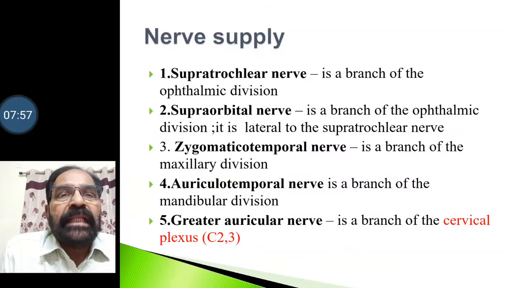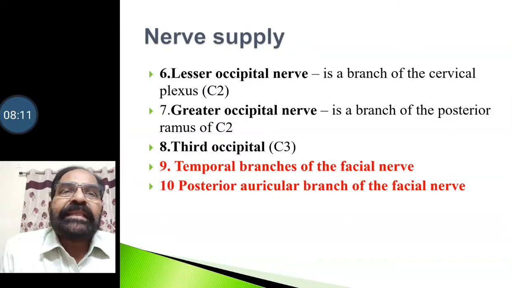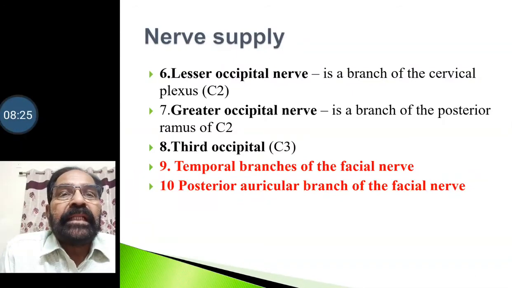Then the fifth, just behind the ear, is the great auricular nerve, a branch from the cervical plexus, that is C2 and C3. Then we go to lesser occipital, a branch from the cervical plexus again, that is C2. Then we have great occipital nerve, a branch of the posterior ramus of C2. And the third occipital, that is from C3. And the motor supply is by temporal branches of the facial nerve in the front and the posterior auricular branch of the facial nerve in the back.